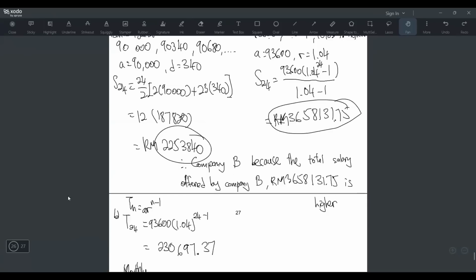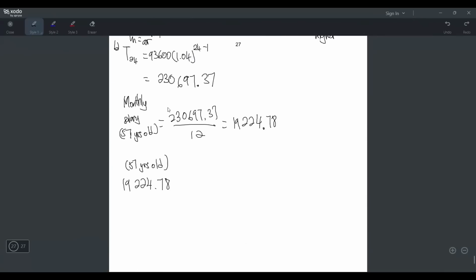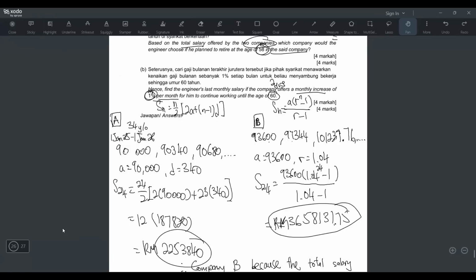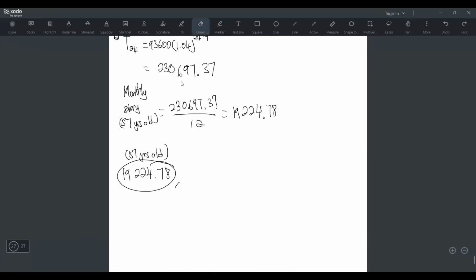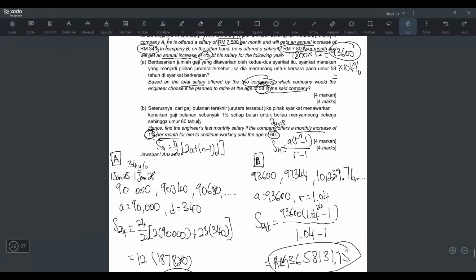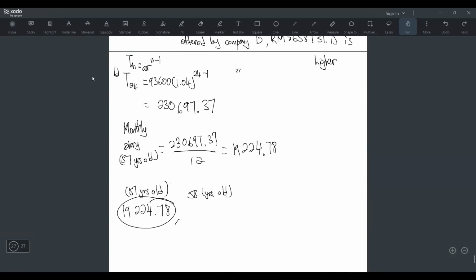And for the A question, he stopped working here. This is where he stopped already. That's why you only find S24 here. But now you have to assume that he continues, right? So if he continues, when he's 58 years old, what is the monthly salary? What is his monthly salary? Well, if you look carefully here, they say a monthly increase of 1% per month, right? And it's monthly, right? So what do I have to do now?